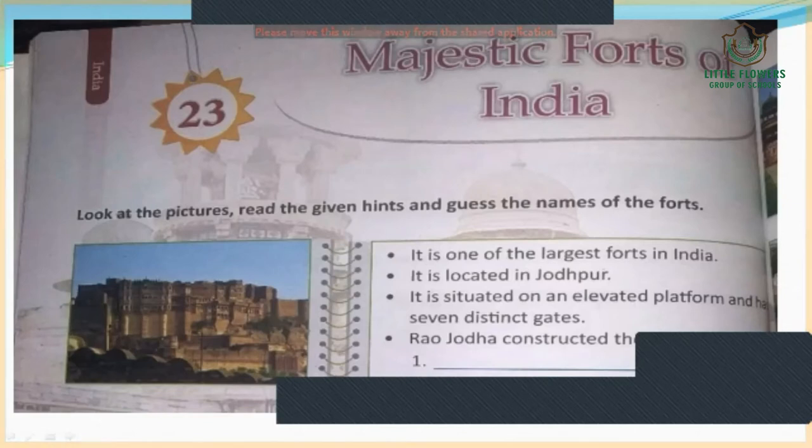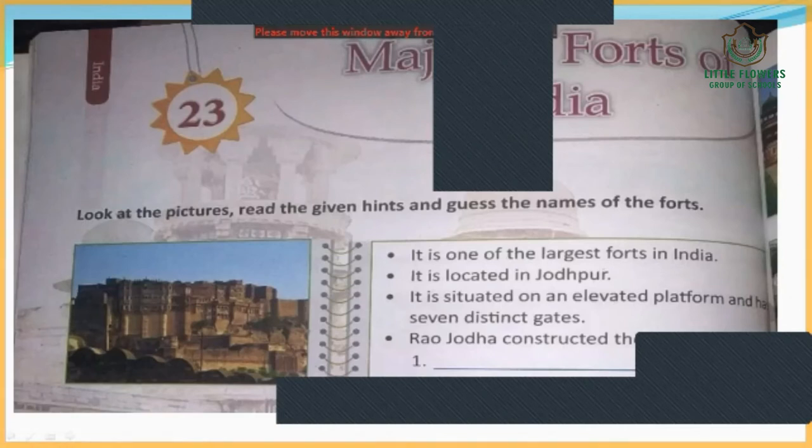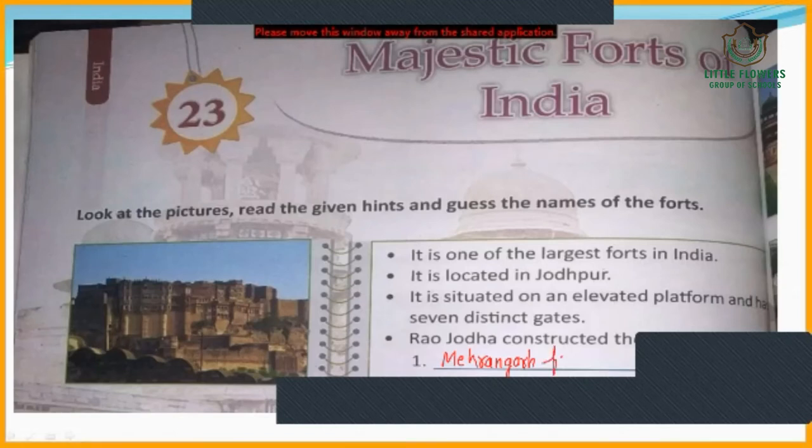So let's see. It is one of the largest forts in India. It is located in Jodhpur. It is situated on an elevated platform and has seven distinct gates. Rao Jodha constructed the first fort in 1459. So what could be the answer of this? It could be Mehrangarh Fort. Mehrangarh Fort. Let's see the next.